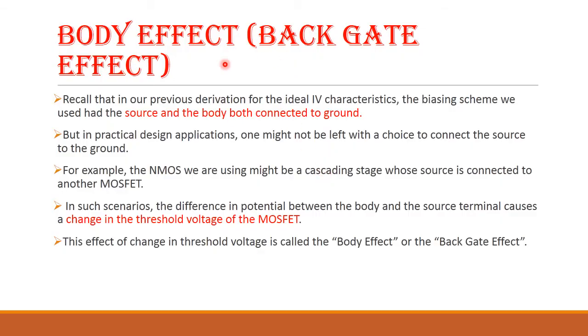Body effect or backgate effect. In ideal characteristics, we assume that source and body both are connected to ground. But practically, when we connect more transistors together, the source of one transistor will be connected to the nearby transistor, so it will not be connected to the ground. Due to that, there will be some effect. So this is called body effect. This body effect will affect the threshold voltage of the MOSFET.